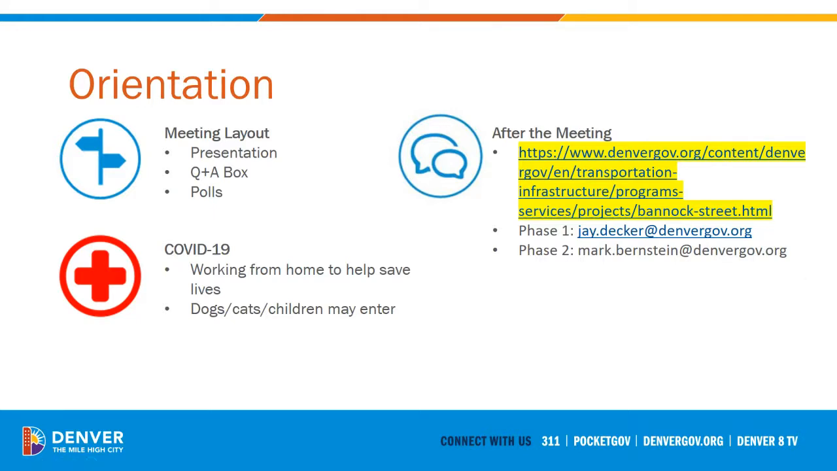Just to give you a little bit of an overview of how tonight is going to be run. We'll be starting with a presentation. It'll be a live presentation that you can follow along via the webinar. We will stop for question and answers a couple times. We also are going to have live polls. After the meeting, you can find information on the website that is listed there. And then if you have specific questions about Phase 1 or Phase 2, you can email the project leads, Jay Decker at james.decker@denvergov.org and mark.bernstein@denvergov.org. We will make sure that there's updated information on the web page.